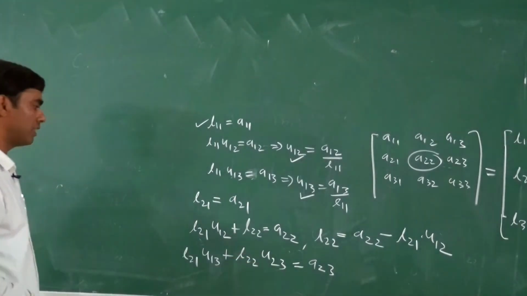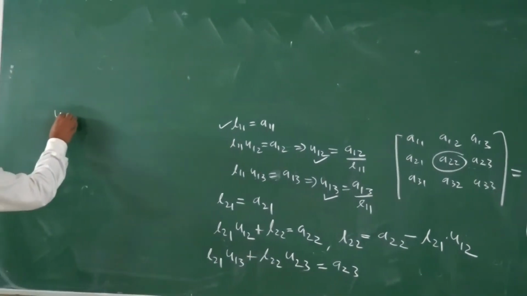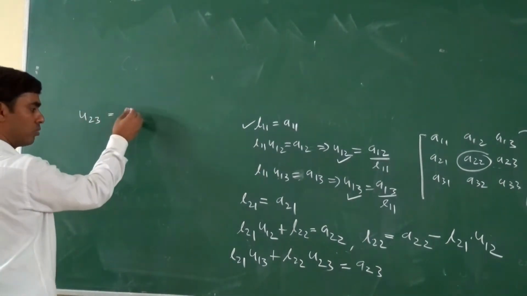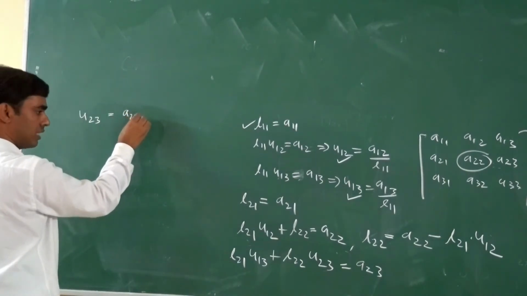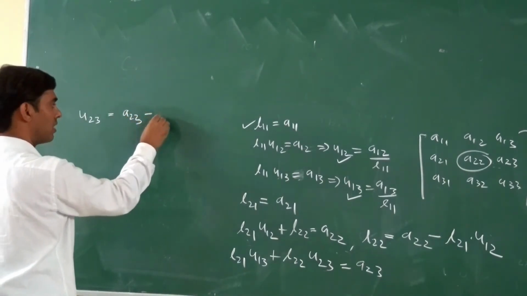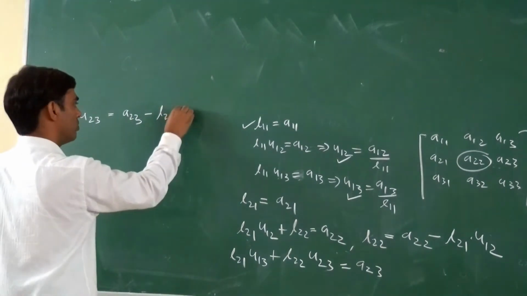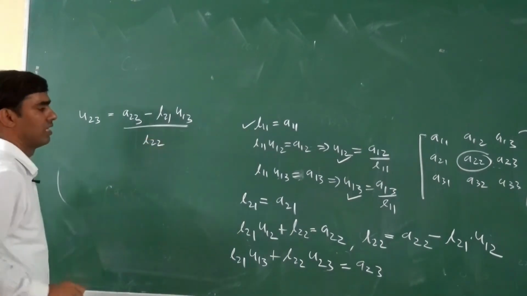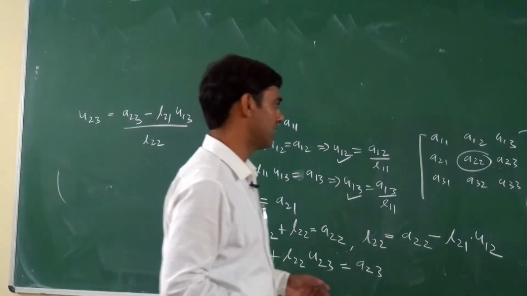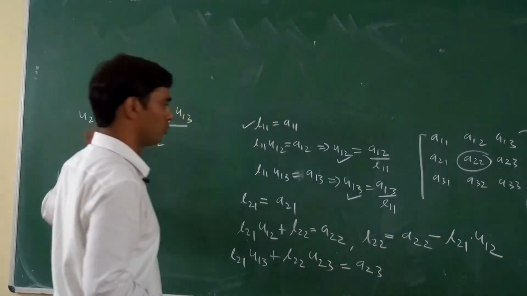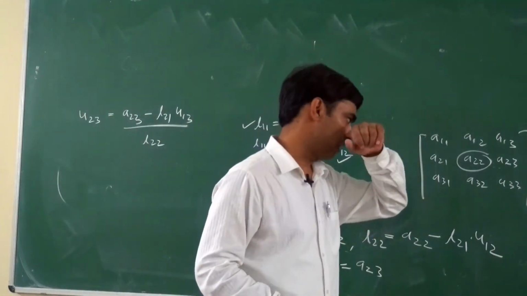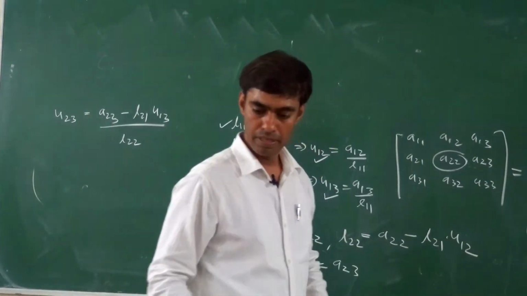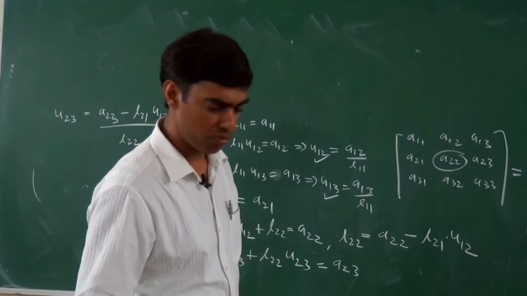So how do we find the value of U23? U23 equals A23 minus L21 U13, divided by L22. Then we are able to find the value of U23.